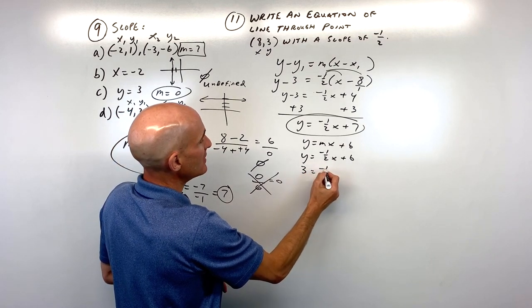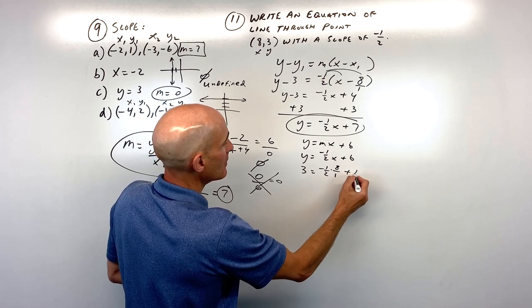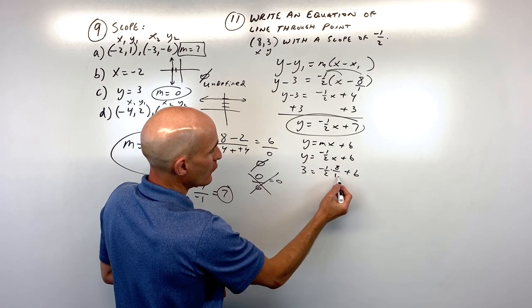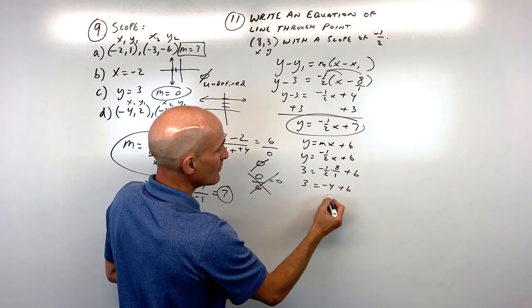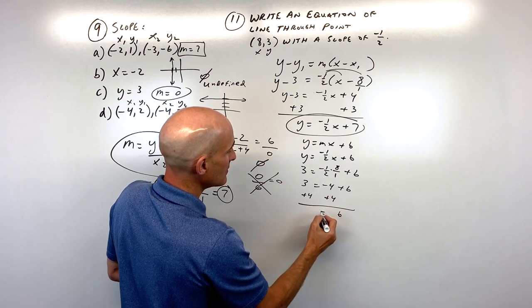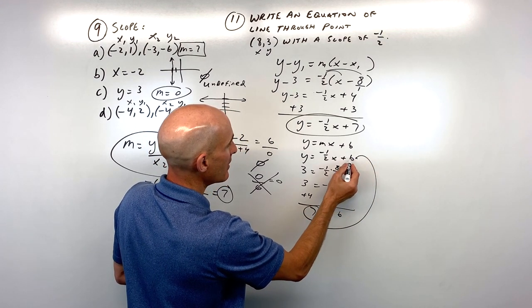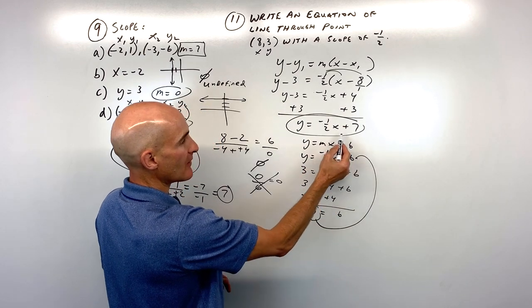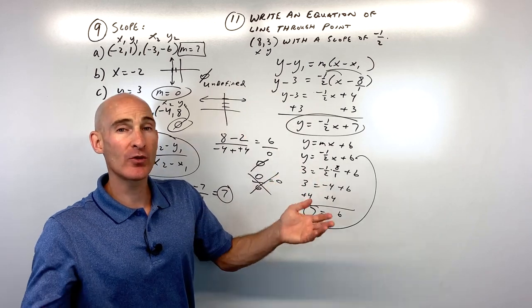So y equals 3. X is 8, which we said was like 8 over 1. And you can see that's negative 8 over 2, which reduces to negative 4. And now we just want to get b by itself. So instead of subtracting 4, we're going to add 4 to both sides. So b equals 7. We're going to put that 7 back in for b right there. And you can see y equals negative 1/2 x plus 7, just like we got doing it the first way. So either way will work, whatever way you prefer.